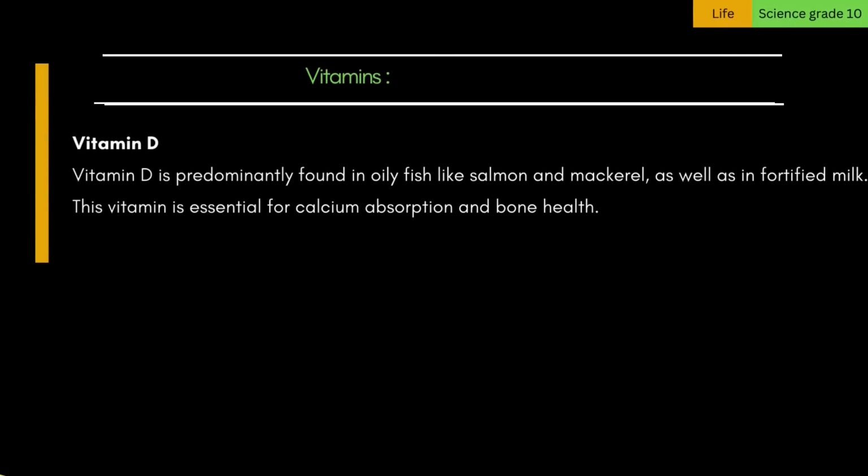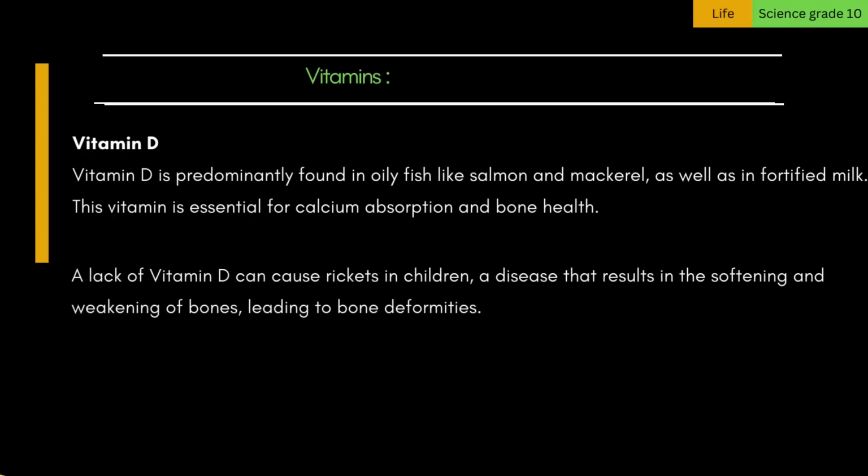4. Vitamin D. Vitamin D is predominantly found in oily fish like salmon and mackerel, as well as in fortified milk. This vitamin is essential for calcium absorption and bone health. A lack of vitamin D can cause rickets in children, a disease that results in the softening and weakening of bones, leading to bone deformities.